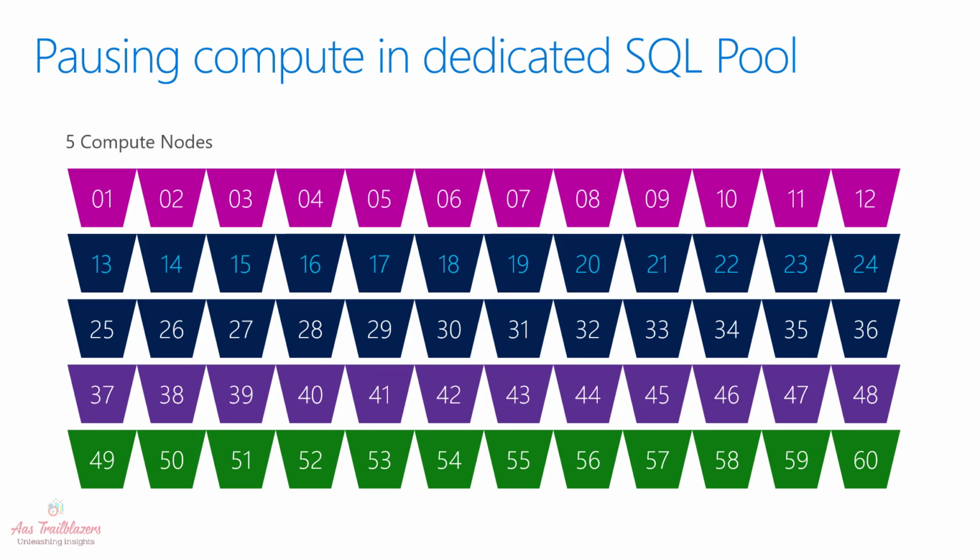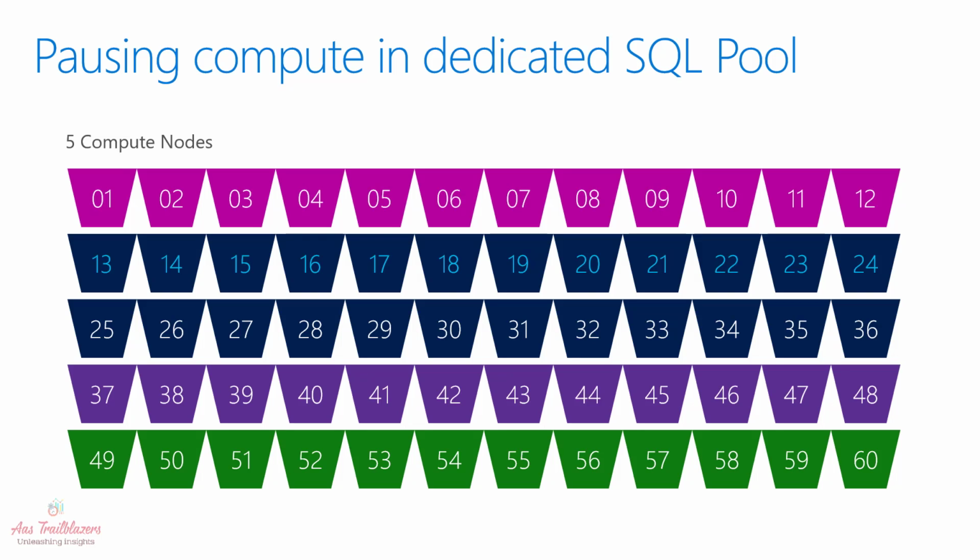This is how we can keep on scaling our computing infrastructure behind dedicated SQL pool all the way from 1 compute node to 60 compute nodes, given that we have 60 distributions in this case. So this is where we keep on scaling it up, but that's not the only way you can go. When you do not have the requirement of that much compute resources, you can scale it down.